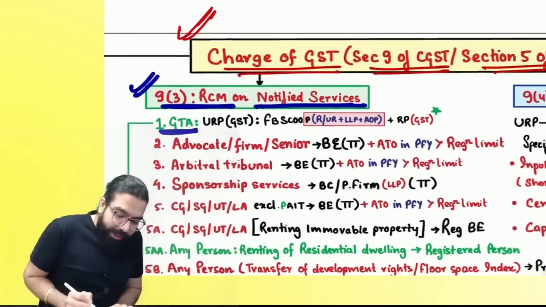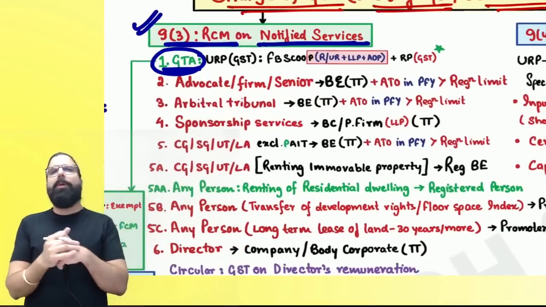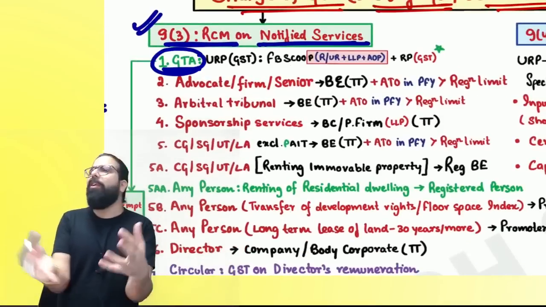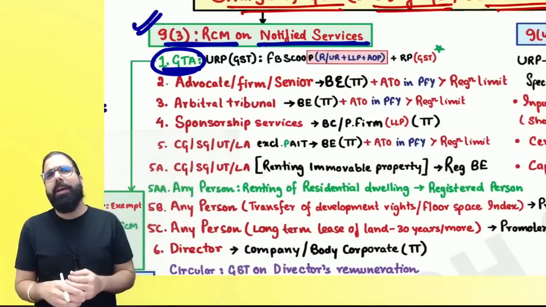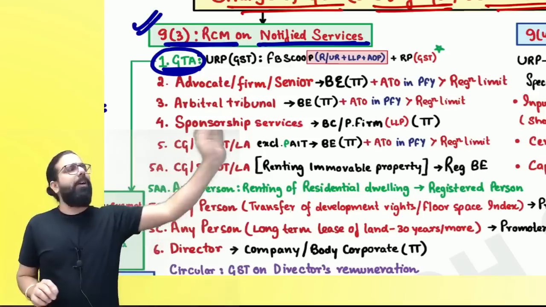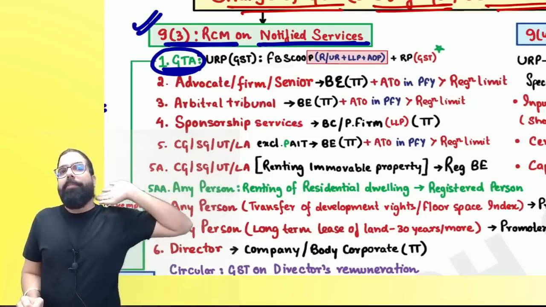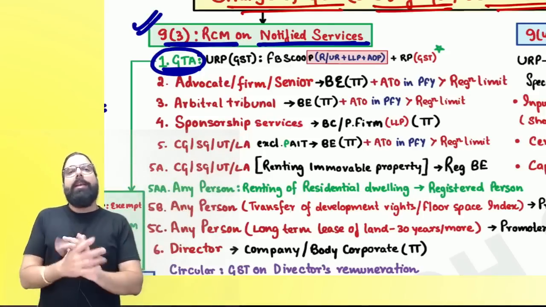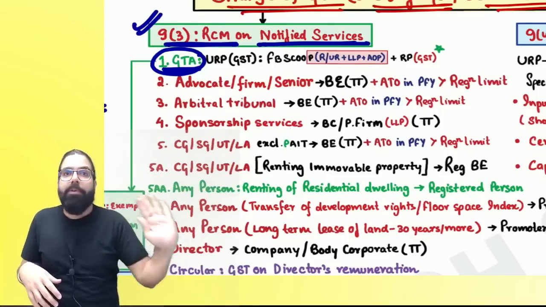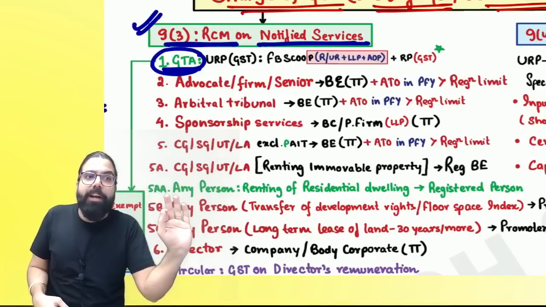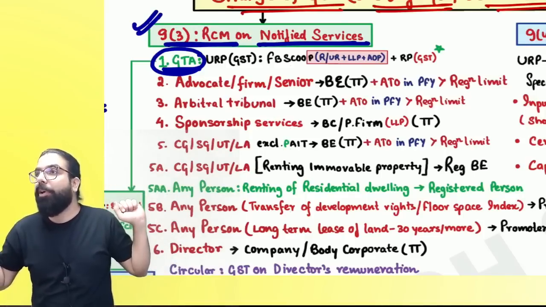Now, when a GTA gives services, listen to me very carefully. On GTA services, the government saw a very unorganized kind of market, so it said reverse charge mechanism will be applicable on GTA services. The person taking the service will have to pay GST under RCM. Are we clear, everyone? But tell me one thing: if you are paying the GST under RCM, the GTA will not charge you anything. If the GTA is not charging anything, it will not get ITC either. Correct or not, everyone? It will not get any input tax credit.